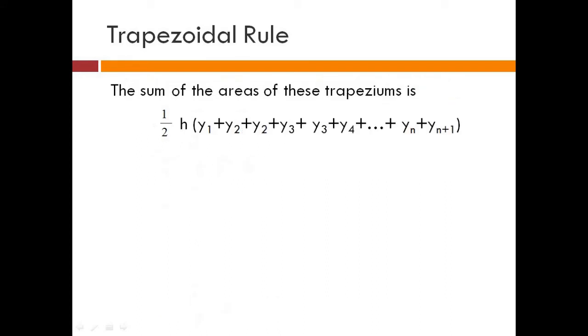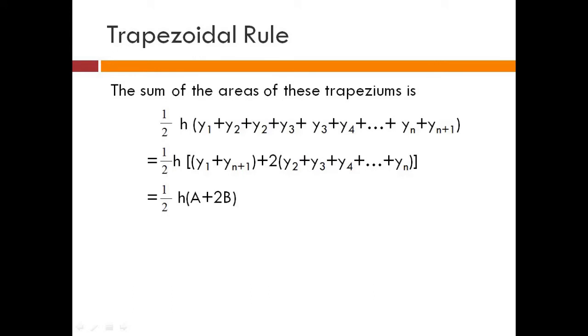Now we need to find the sum of the areas of these trapeziums, and that is 1 by 2 into h into y1 plus y2 plus y2 plus y3 plus y3 plus y4 etc. up to yn plus 1. This can be arranged as half into h into y1 plus yn plus 1, the first and last ordinates, plus 2 into y2 plus y3 plus etc. up to yn. This is equivalent to half into h into a plus 2b, where a is the term within the first bracket and b is the term within the second bracket.